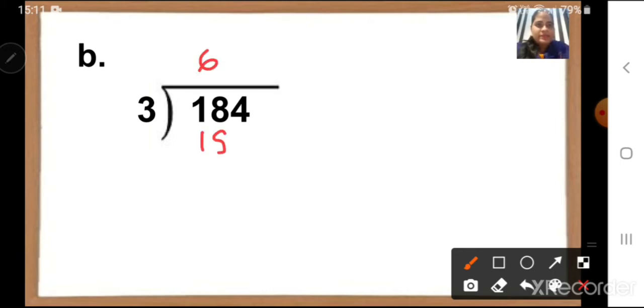It is 3 6s are 18. Okay, here you will write number 18. Then we will subtract it. 8 minus 8 is 0. 1 minus 1 is also 0. The next step is to put number 4 down. Take the next number down, which is number 4. Okay. Now, here only number 4 we have to divide with 3.